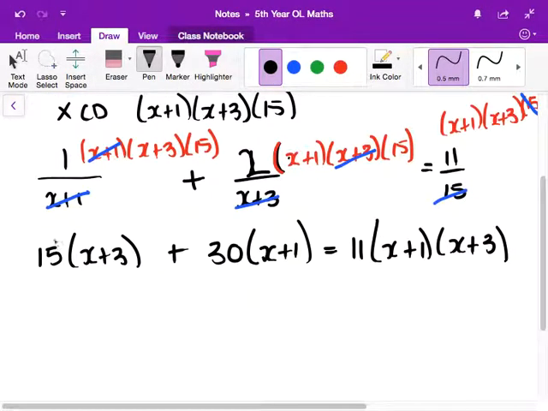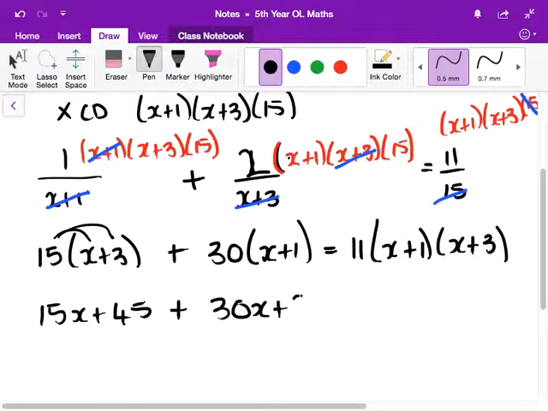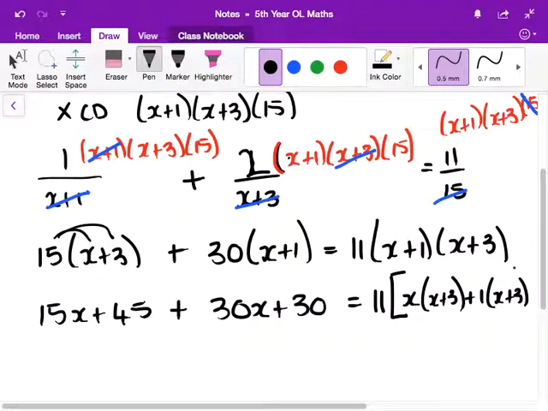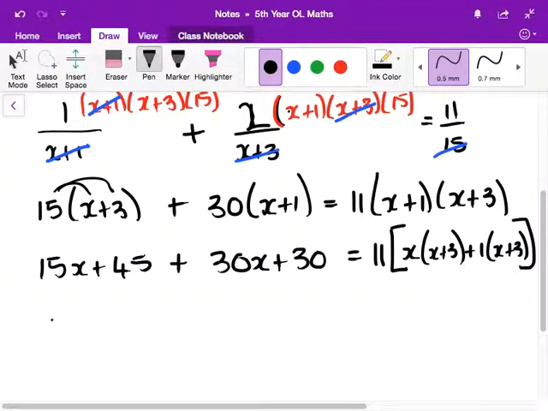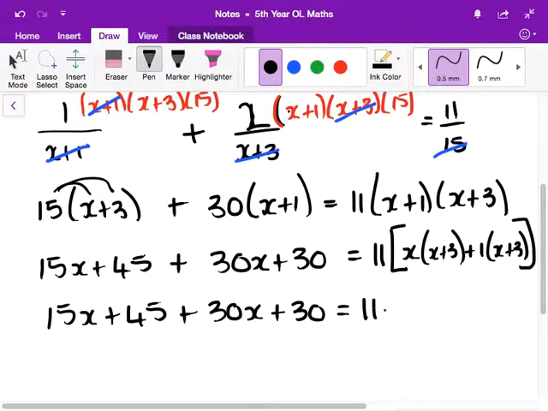So the first one, you have to multiply across everything, so it's 15x plus 45. Same with the second one, 30x plus 30. And then with this one, I leave the 11 alone, split up your first bracket into an x and a plus 1, and multiply it by your second bracket, which is x plus 3 twice. So we have 15x plus 45 plus 30x plus 30. You have your 11, which we're not doing anything with, and then this multiplies to be x squared plus 3x plus 1x plus 3.